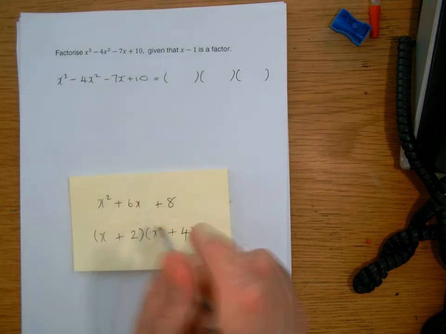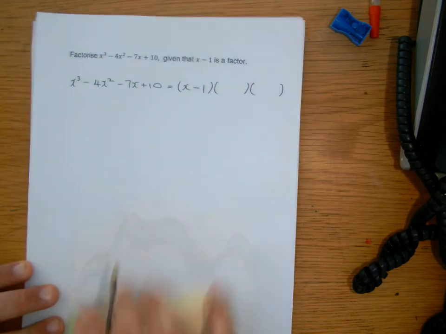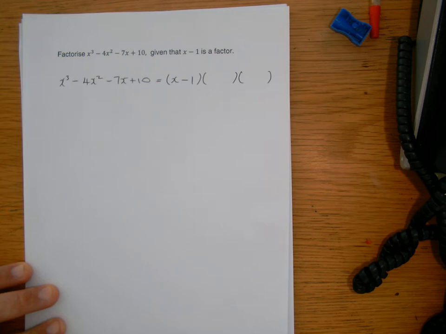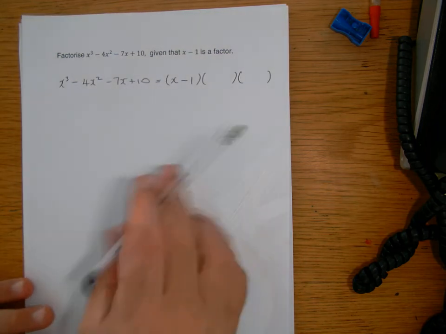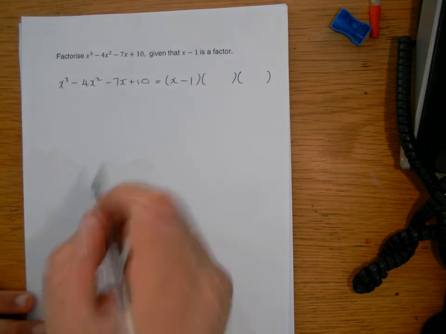Now, they've given us one of the brackets here. They said x minus 1 is a factor, so I know I can write x minus 1 here. The question is then, what goes in these 2 brackets? And that's what we're going to determine. Once we find an approach to find these 2 brackets, we've then fully factorised it.